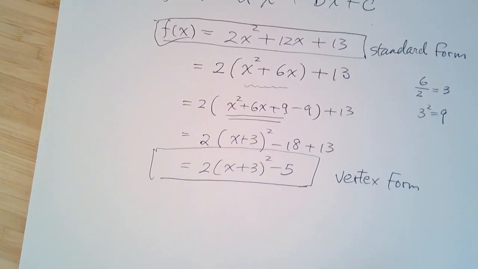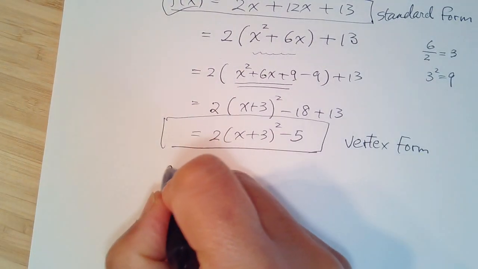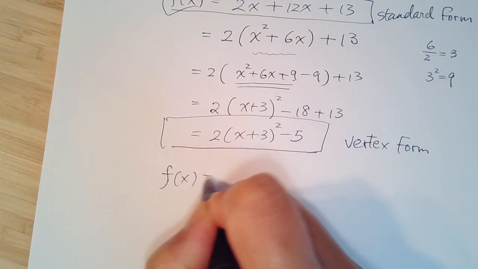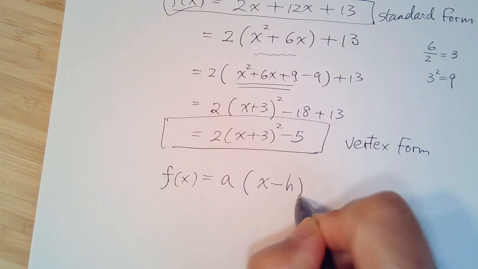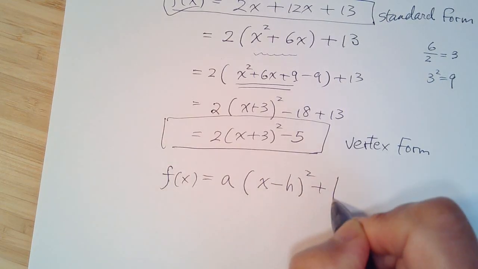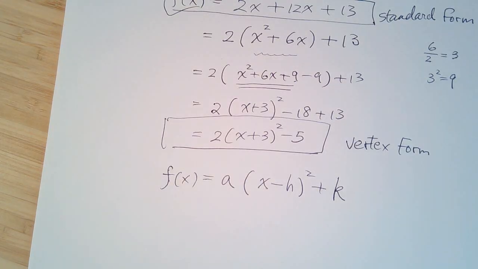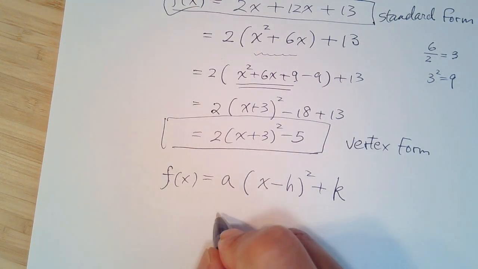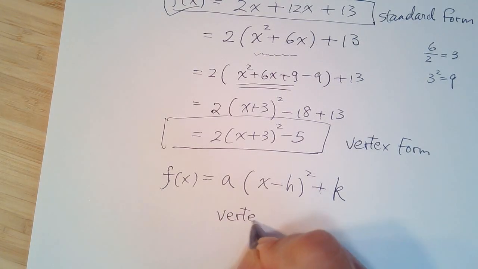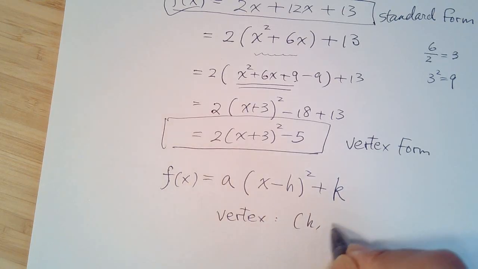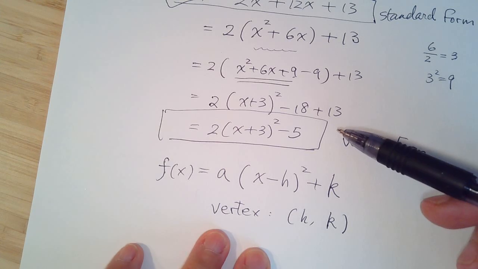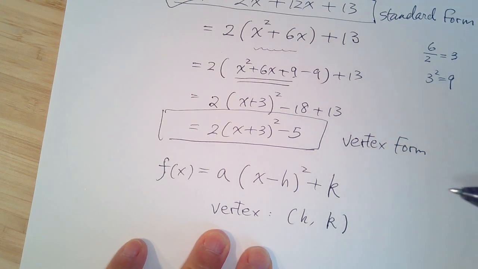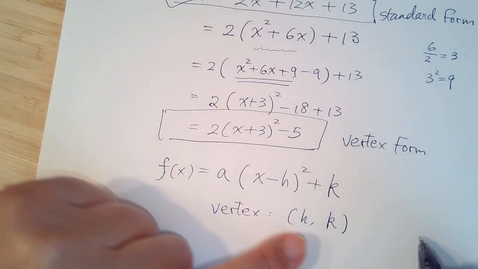Now the vertex form generally looks like this: f of x equals a times (x minus h) squared plus k. You might say, hey, h, k again. Yes, we use this a lot. And the vertex in this form is (h, k). Now compare this with the vertex form we're given here. Where is the vertex? What is my h?